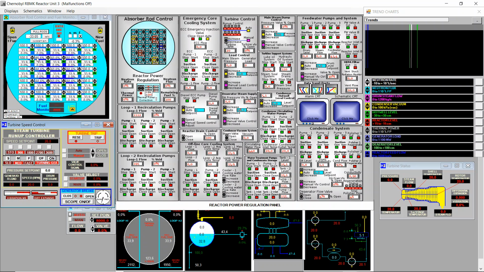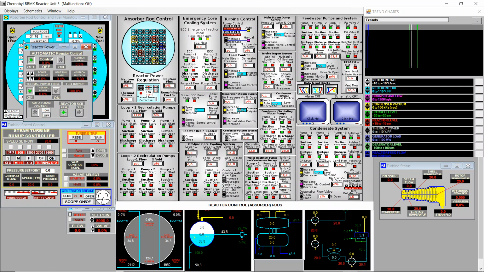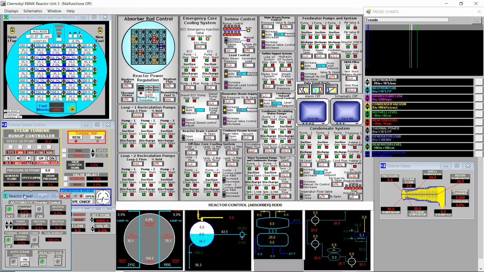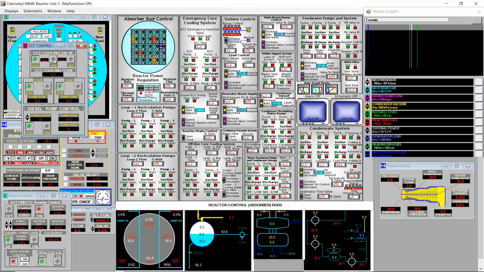I'm still pulling rods. You see the central core is already at 60%, so 60% of the rods are in. I already extracted 40%. Now I will open the reactor power control, switch automatic reactor control on, and connect the auto scram. Okay. Switch the ECC diesel pump into auto.